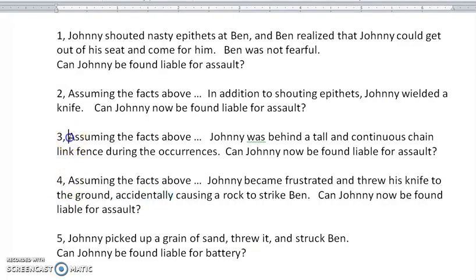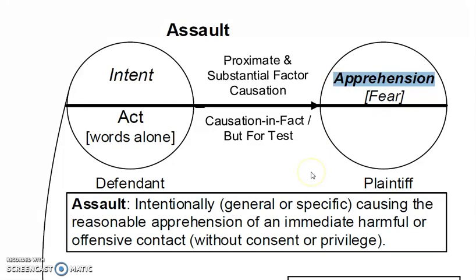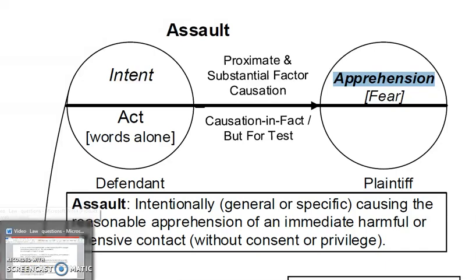Now we extend the facts in number 3. Johnny was behind a tall and continuous chain link fence during the occurrences. Can Johnny now be found liable for assault? Well, in this case, Ben, being an intelligent person, would comprehend or apprehend that an immediate harmful or offensive contact could not occur because of the presence of the fence. And so this negates the qualitative part of the apprehension or comprehension of an immediate or harmful contact on the part of Ben, and so now Johnny cannot be found liable for assault.